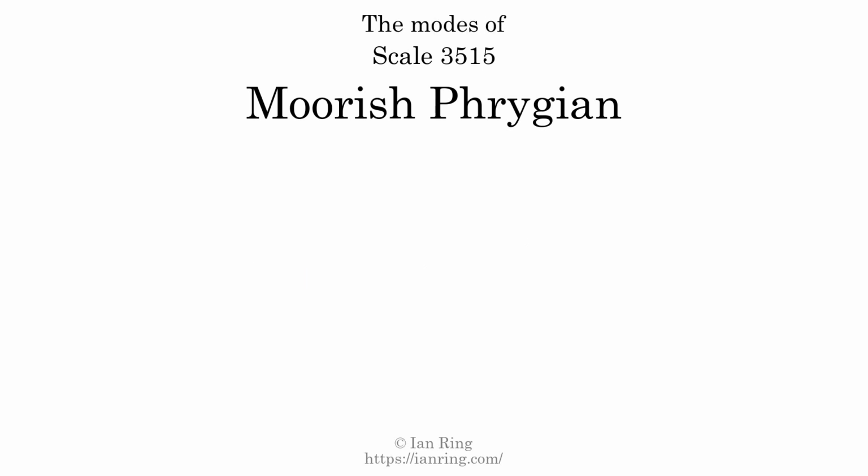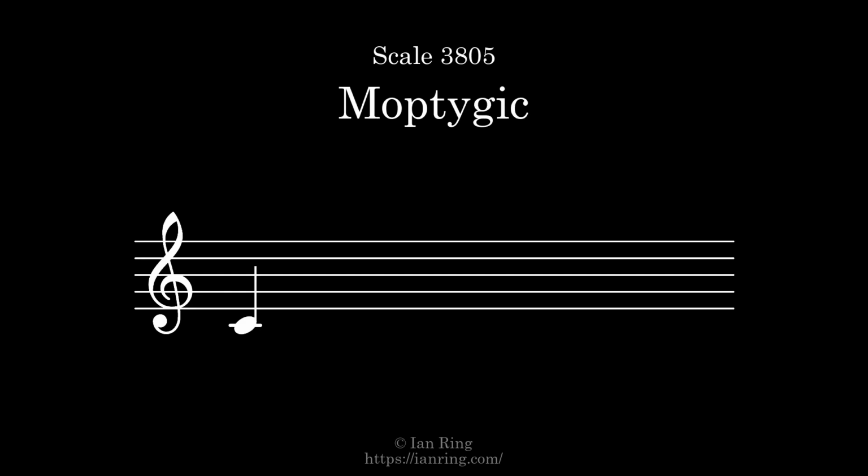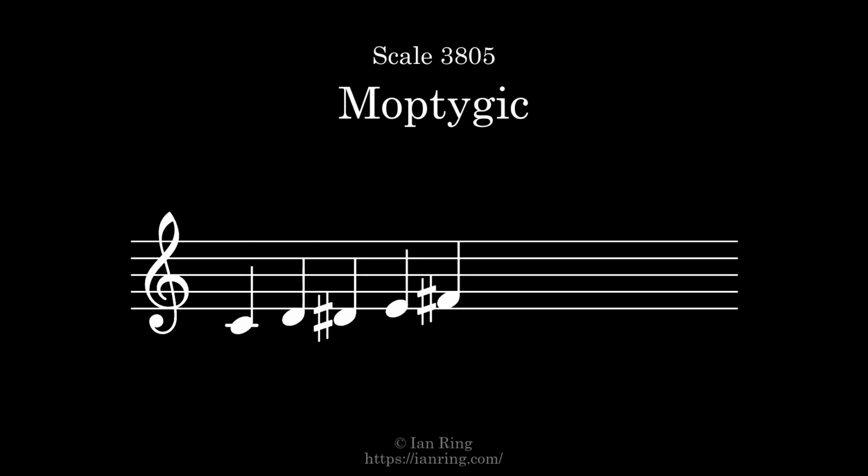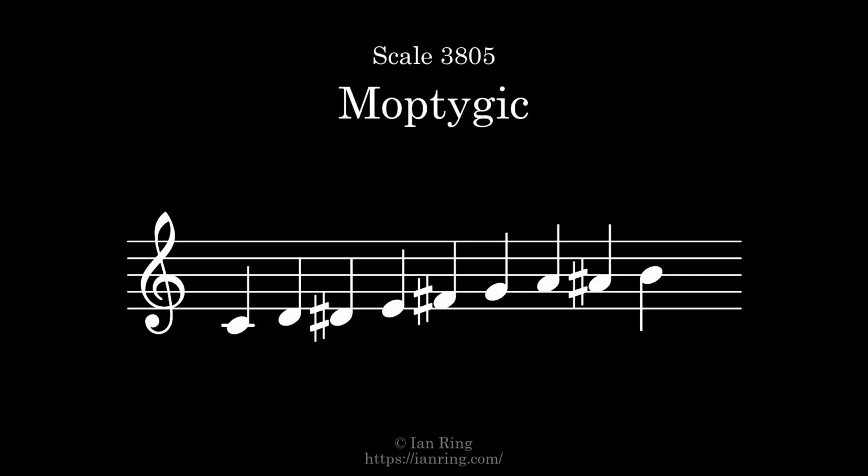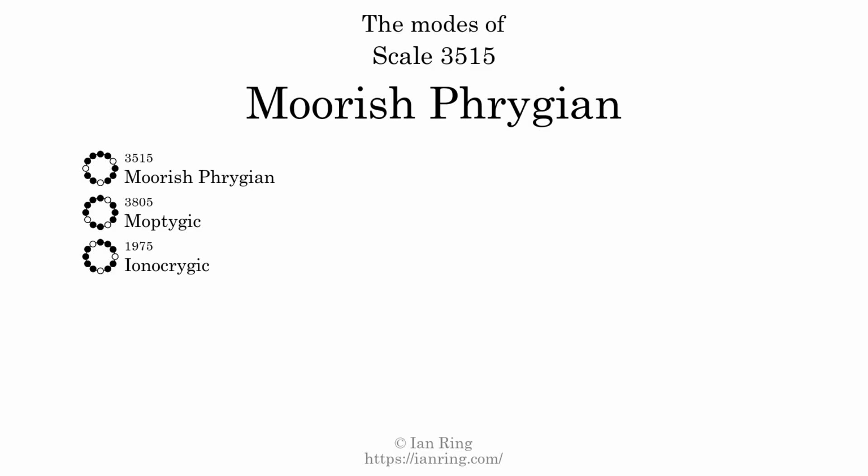This scale has 9 modes. The first mode is itself. The second mode is scale 3805, also known as moptagic. It sounds like this. The third mode is scale 1975, also known as anacrygic. It sounds like this.